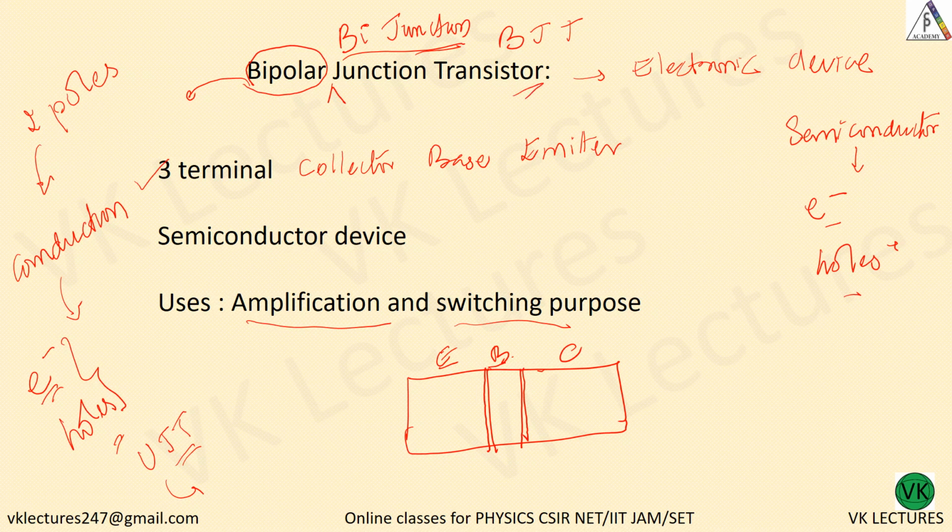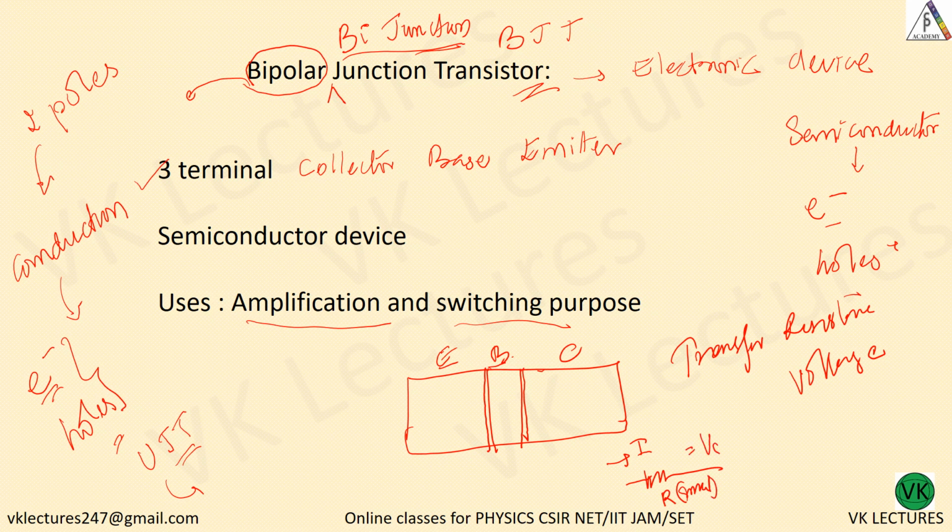Now what is this transistor? Transistor means transfer of resistance or voltage. See, when a current I is flowing through a small resistance, let it be called R small, the voltage will be V small, right? Because the resistance across which this current is flowing is small.